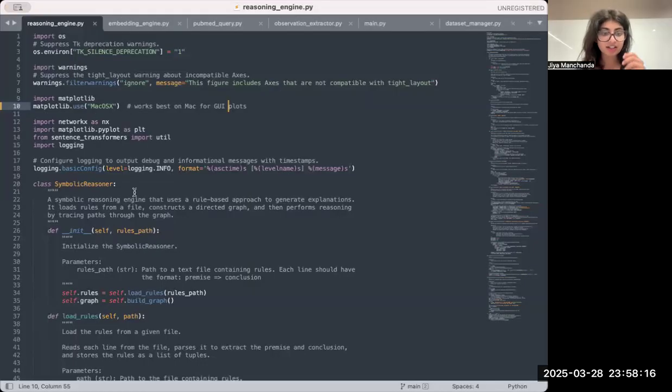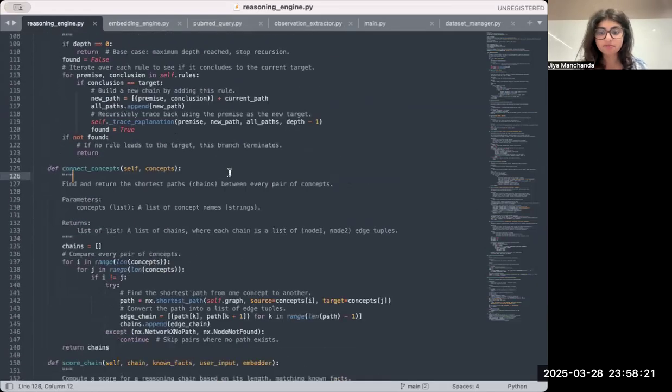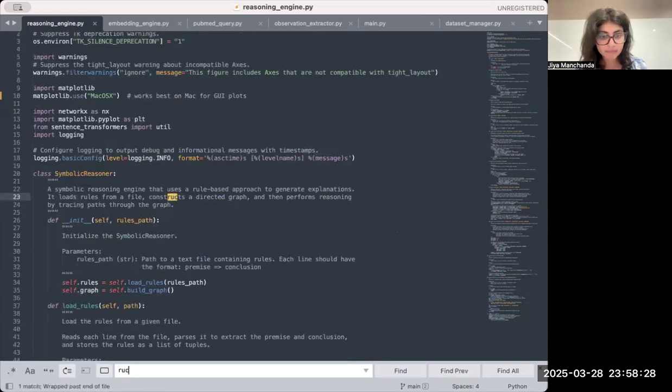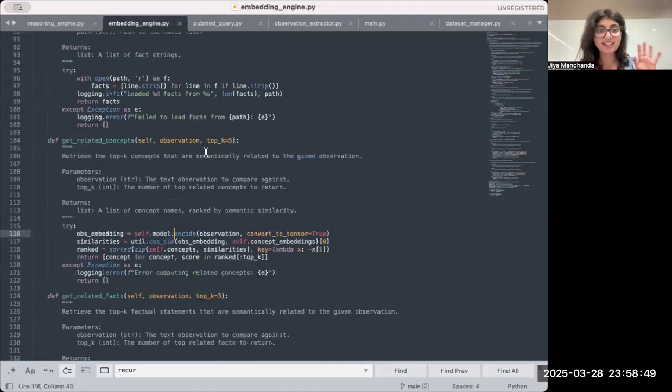In the reasoning engine is the symbolic reasoner, and I use a recursive function. Let's see where it is. So here's self.trace_explanation, and then it goes back into its own reasoning process, and each call finds a rule that could explain the current target, and then it chains backward until that depth limit is reached. And the next one is the semantic scoring.